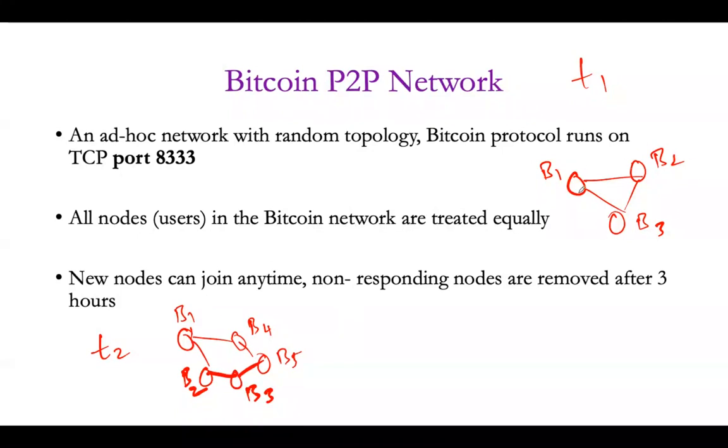So here the topology of this network is a 3 nodes topology, whereas here it is a 5 nodes topology. So the topology is dynamically changing. That's why we say any node can join at any time, or any node can leave the network at any time. So we call it an ad hoc network with a random topology. There is no fixed topology in this. Bitcoin is a protocol that runs on TCP, and port number 8333 is used.